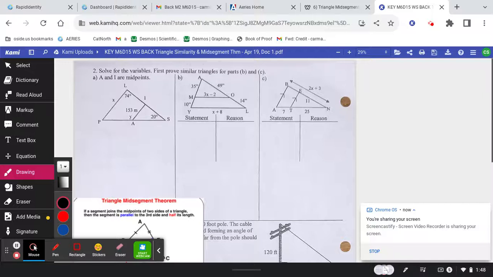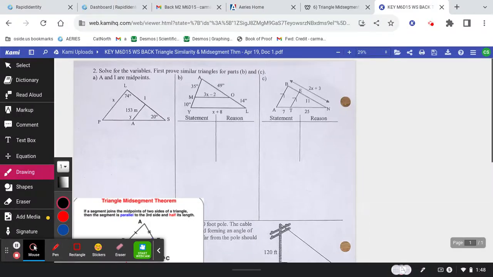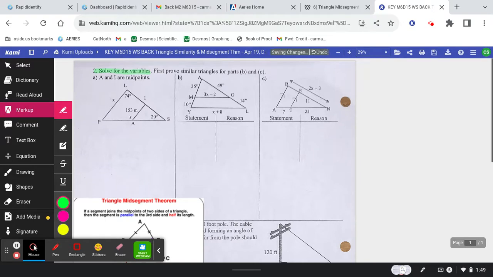All right, the homework today is the top row only, numbers 2A, B, and C. For 2A, we're just solving for the variables. It says right here, solve for the variables. But in parts B and C, we have to show the triangles are similar before we can solve for the variables. So in parts B and C, there's going to be a little mini proof.